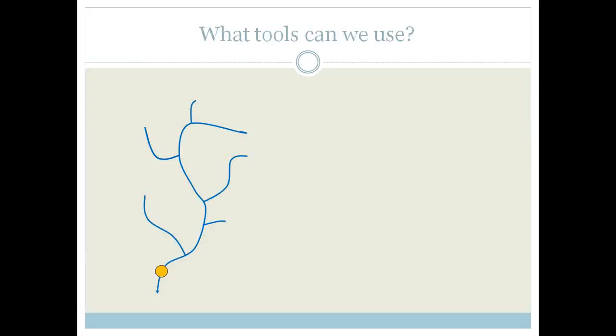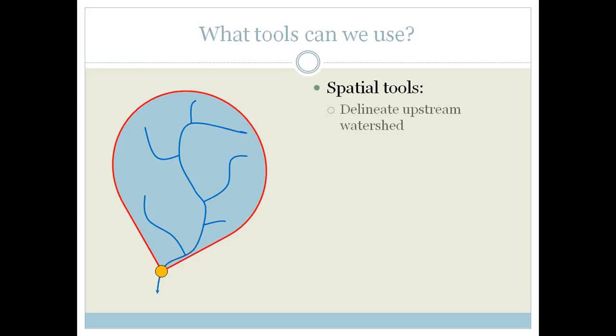So what tools can we use? We've gone out, taken our sample on our stream network, come back and processed it, and now we're interested in understanding what's driving the structure of that community, what's going on within our watershed. Within both ArcMap and QGIS and the other open source GIS software that are available, they have the same kind of tools available. So I've loosely grouped them.